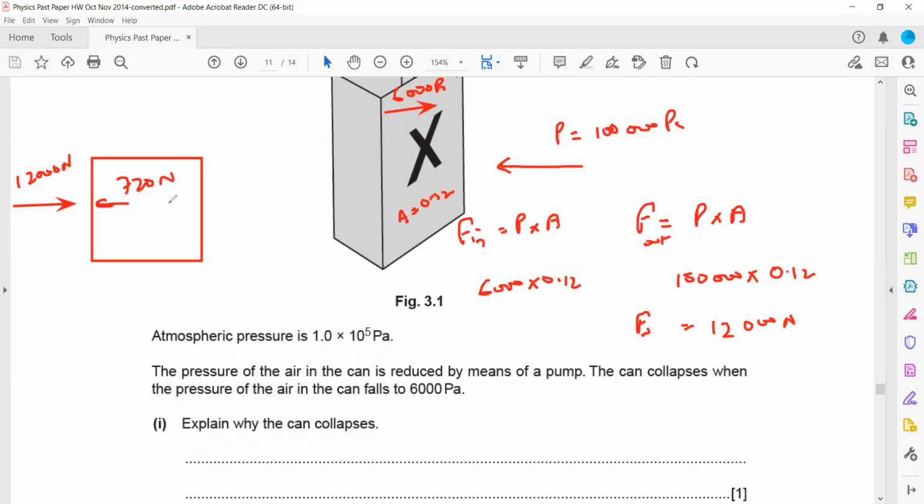If we want the resultant force, because the two forces are in opposite directions, whenever two forces are in opposite directions, to get the result we subtract. So 12,000 Newton minus 720 will give us 11,280 Newton as the resultant force on this. Is it clear?